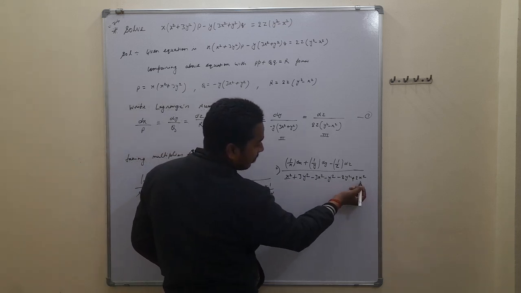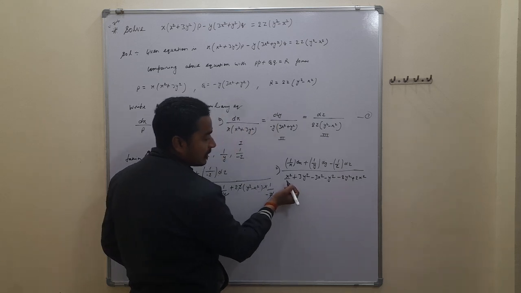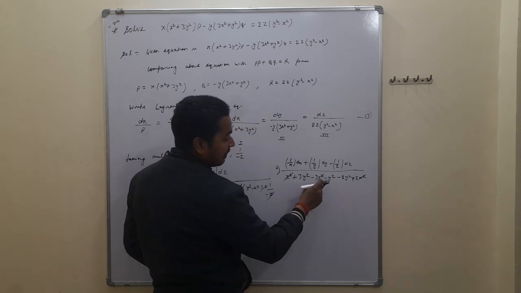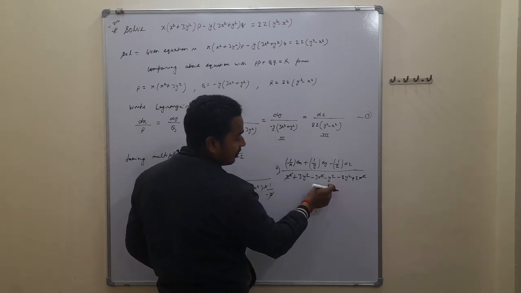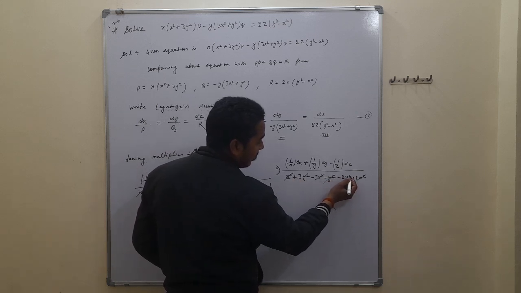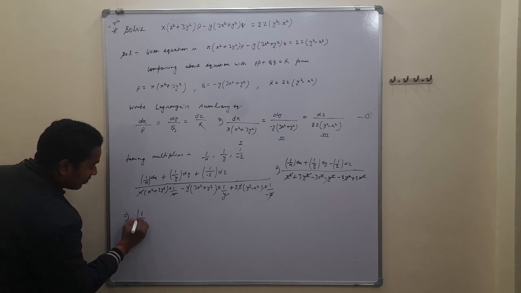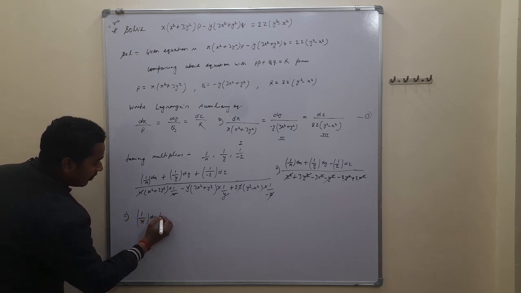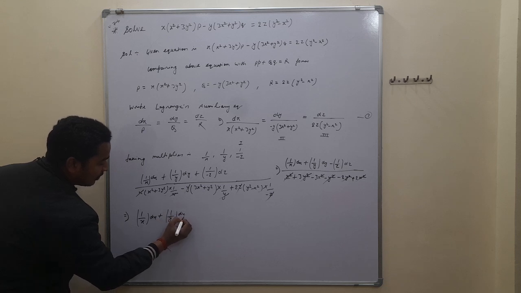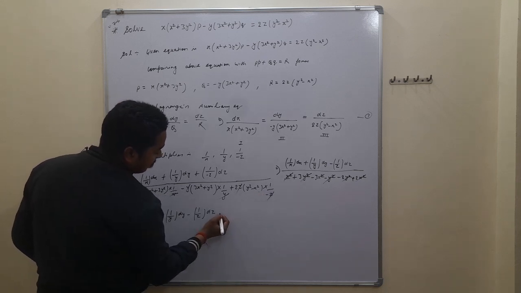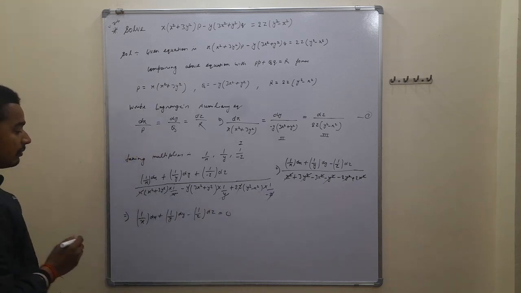This is x² and +2x². This is 3x² and −3x² is cancelled out, and +3y² and −y² and −2y². This is −3y² and +3y² is also cancelled out, and the remaining is (1/x)dx + (1/y)dy − (1/z)dz, and here the denominator is 0, so we have to write here 0, and further we have to integrate.